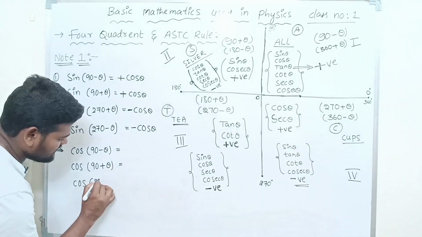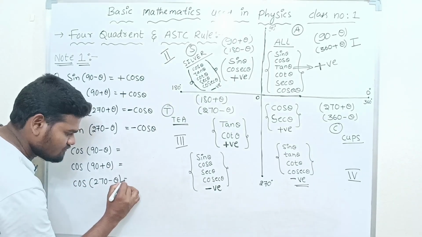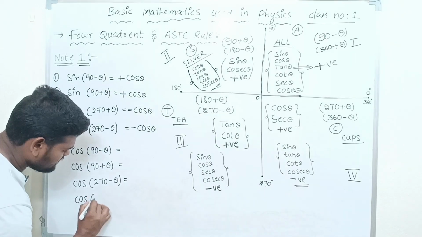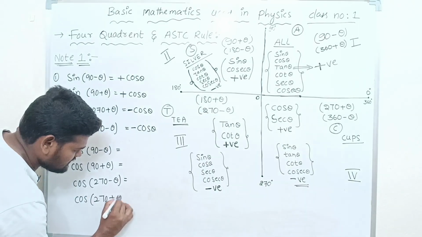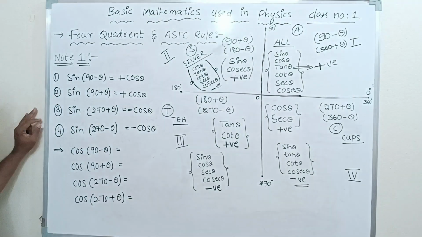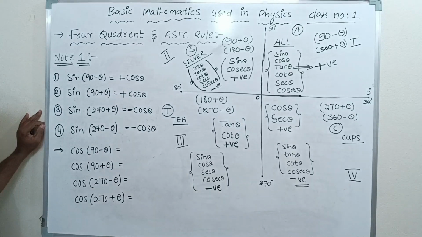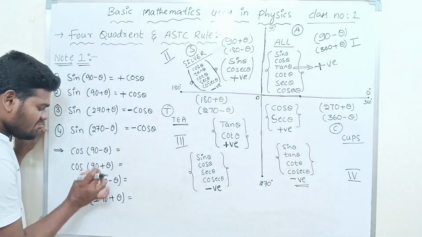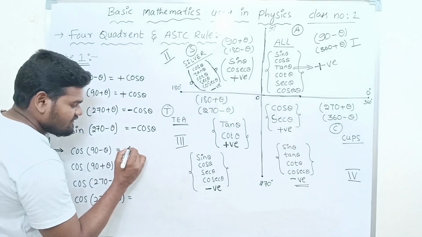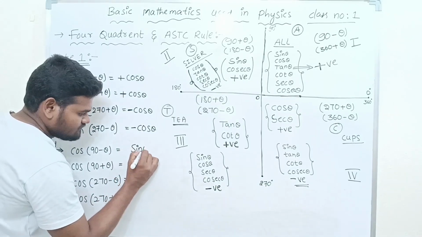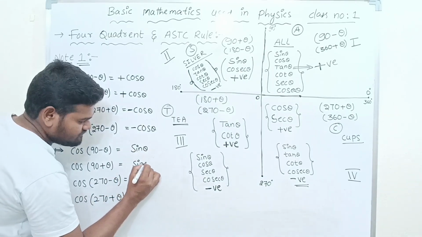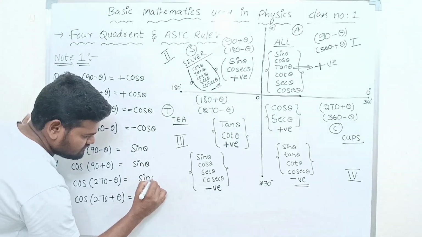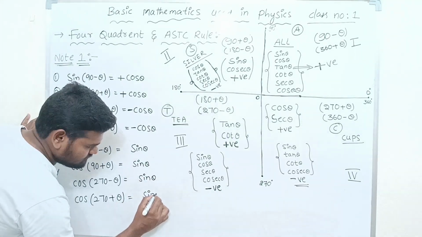Cos 270 minus theta. Cos of 270 plus theta. Right? Can you try once? Pause the video and try it. Right, I'm explaining. At 90 and 270 degrees, cos can be converted as sin theta, sin theta, sin theta, sin theta.